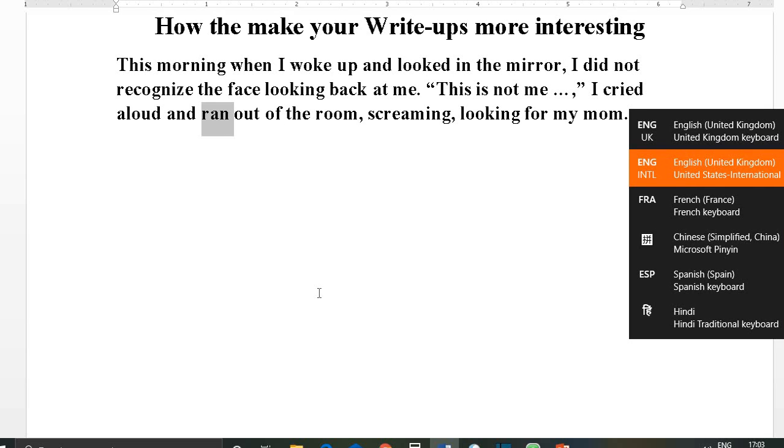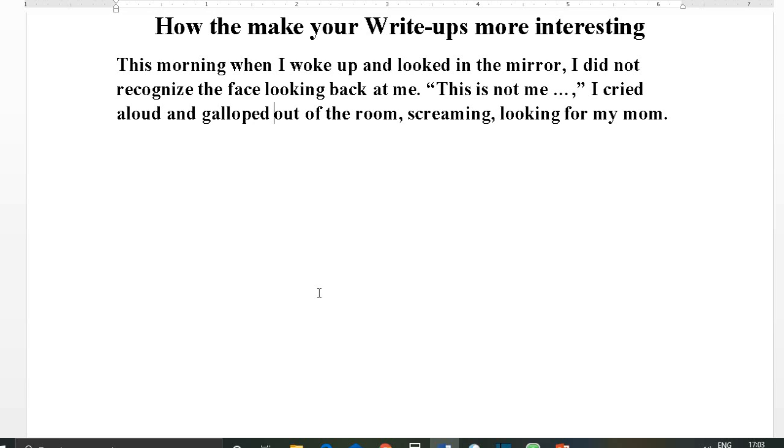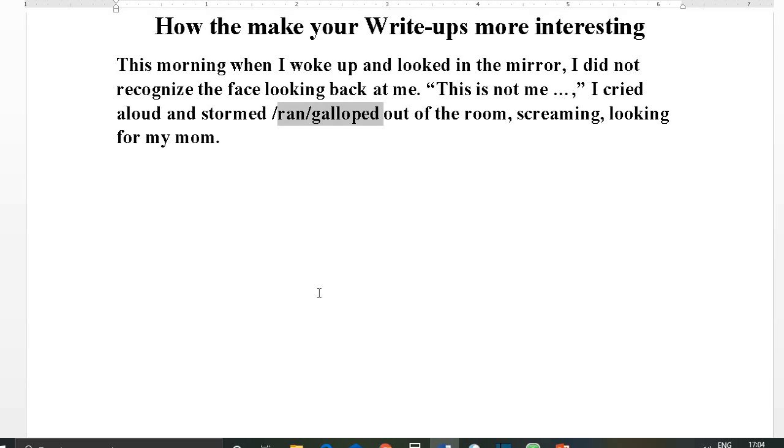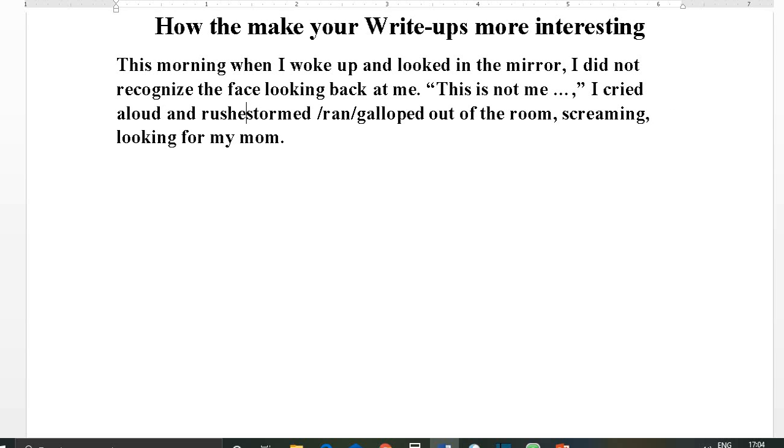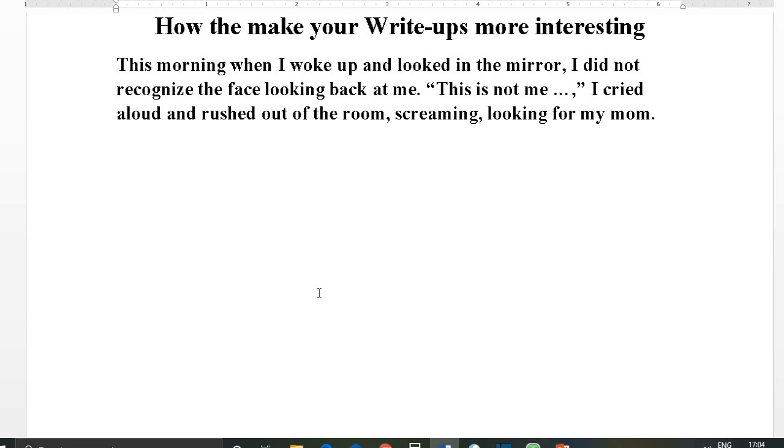Instead of saying ran out, I galloped out of the room. So by simply changing one word, you have added some life and image to it. I galloped out of the room. I stormed out of the room. So different verbs: ran, stormed, galloped out of the room. Using these different types of verbs, you can make it more interesting. So which is the best one here? Sometimes they come easily. Sometimes you need to think before you can go ahead. I rushed out of the room. In this situation, rushed is the best word.